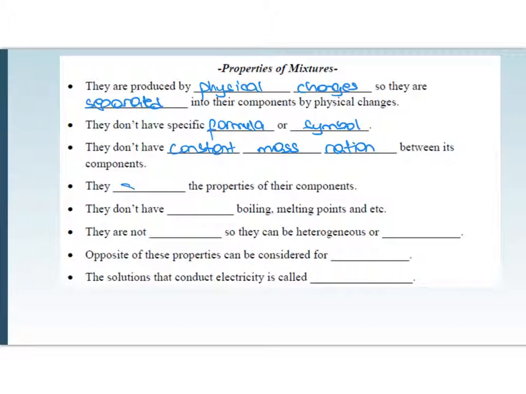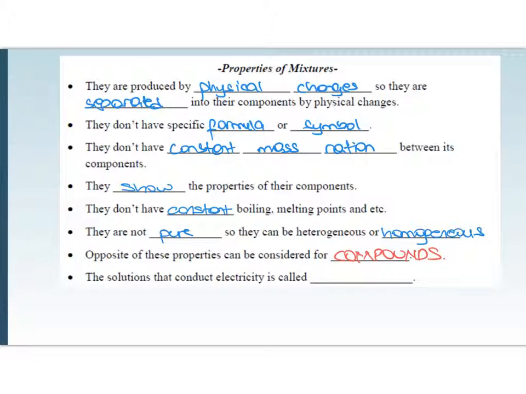They show the properties of their components. When you drink salty water, you feel the taste of that salt. They don't have constant boiling and melting points. It depends on the solute per solvent. They are not pure, so they can be heterogeneous and also homogeneous. The opposite of these properties can be considered for what? Of course, for compounds.